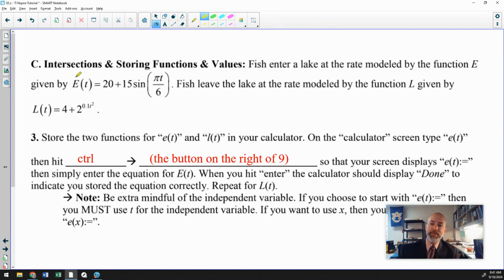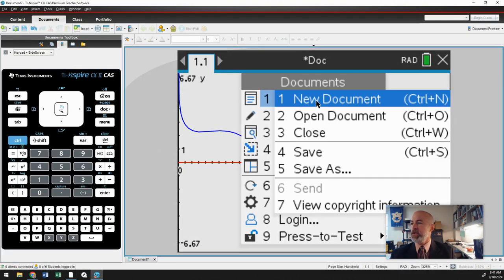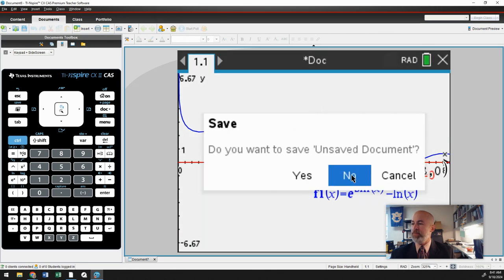But we're going to use these functions for multiple questions. And when that happens, it's a lot easier to define them in your calculator as E of t and L of t. For first, it guarantees that you don't accidentally fat finger the equations as you keep putting them in over and over again. It also is a lot easier to store them. So I'm going to go back to my calculator, and I'm going to start a new document. File, new document. I do not want to save that previous problem.